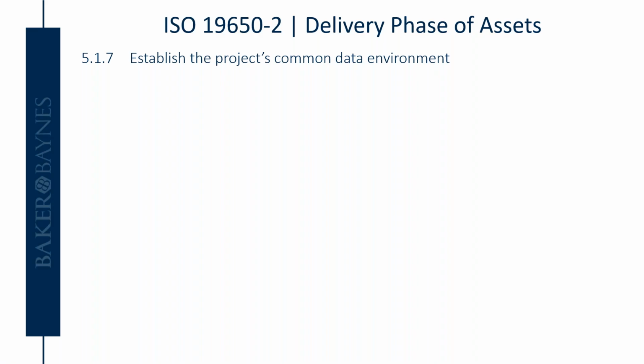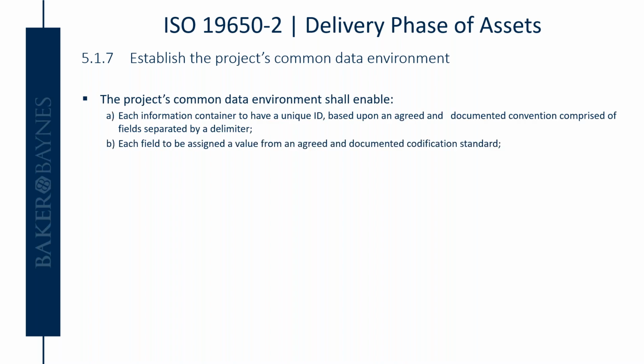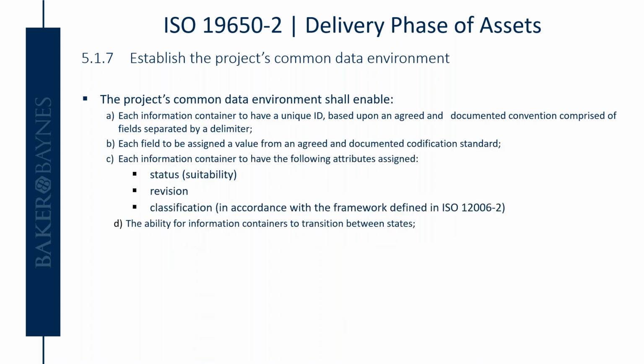But just to delve into a little bit more detail, if we look at ISO 19650 Part 2, there are 5 parts, out of which 2 are still in development. Part 2 really talks about the delivery phase of the asset. And in Part 2, it makes very clear mention to establish the project's common data environment. Then it also lists a couple of requirements or things that the common data environment will be able to do.